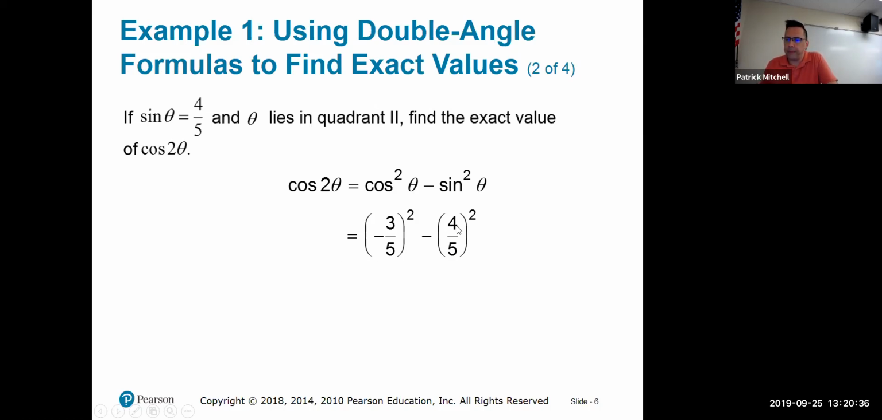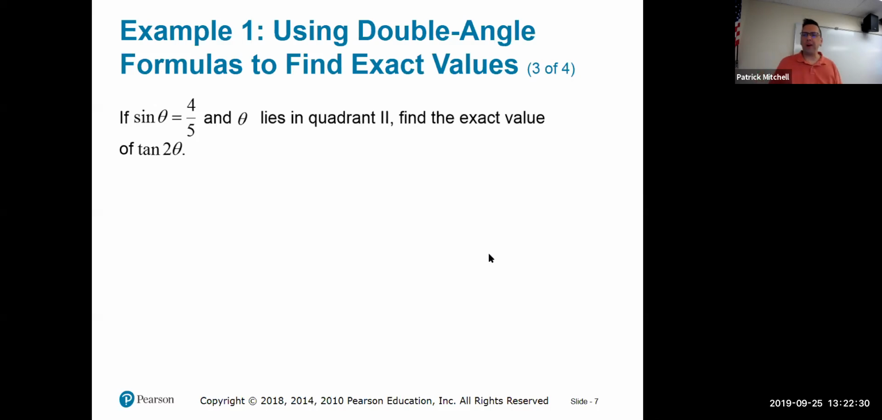We're given that the sine of theta is 4/5. And in the last problem, we found that the cosine of theta was -3/5. So now we're going to square the -3/5. We're going to square the 4/5. That's going to give me 9/25 minus 16/25, which comes out to -7/25. The cosine of 2 theta is -7/25.